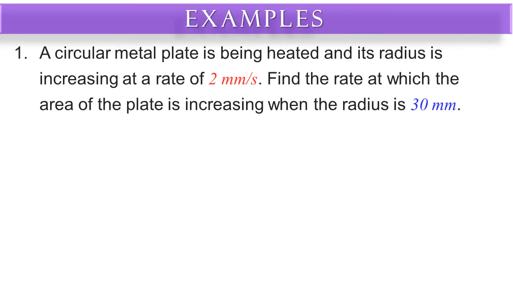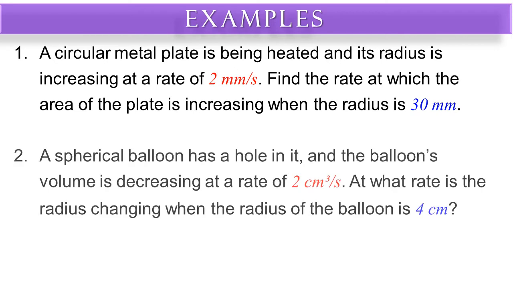So let's have an example. Number 1, a circular metal plate is being heated and its radius is increasing at a rate of 2 mm per second. Find the rate at which the area of the plate is increasing when the radius is 30 mm. Number 2, a spherical balloon has a hole in it and the balloon's volume is decreasing at a rate of 2 cubic centimeters per second. At what rate is the radius changing when the radius of the balloon is 4 centimeters?